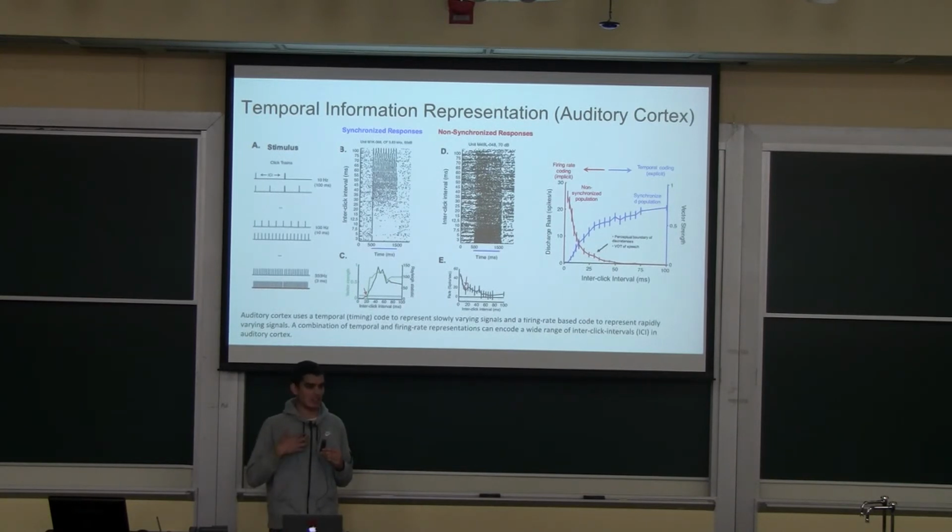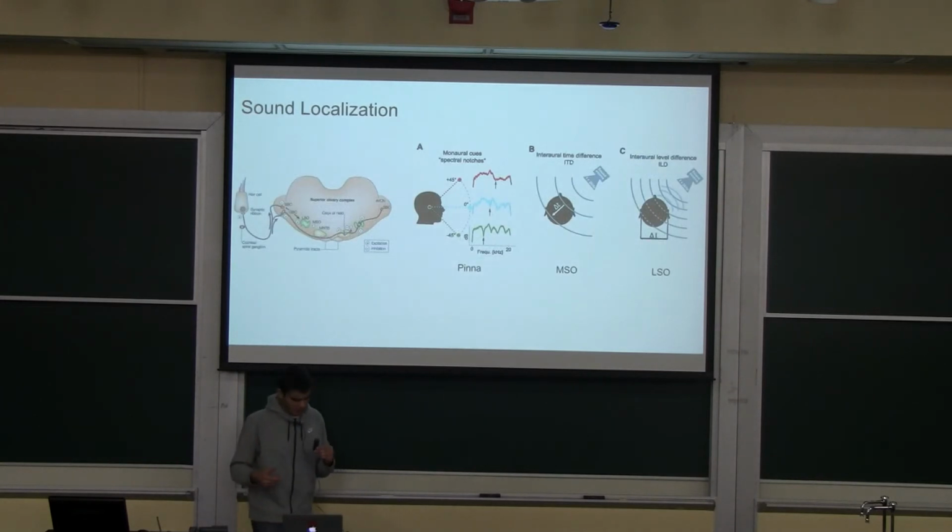But honestly, you don't need the terms implicit and explicit to understand this. Just understand the difference between temporal code and firing rate code, and you should be fine. Does this make sense, this slide, how we get information? Okay, cool. So, moving on.